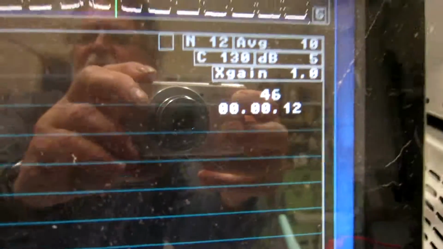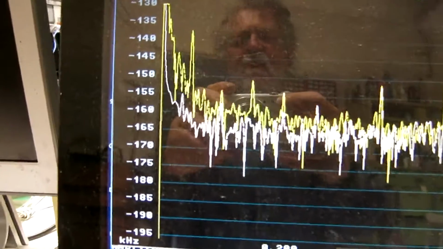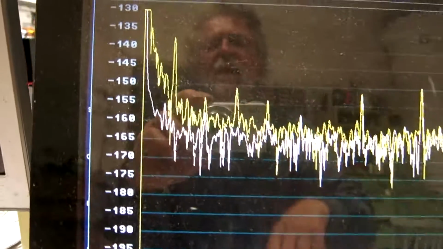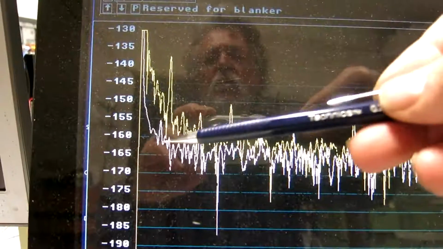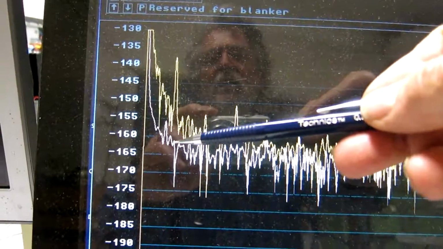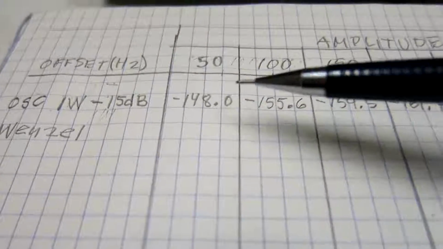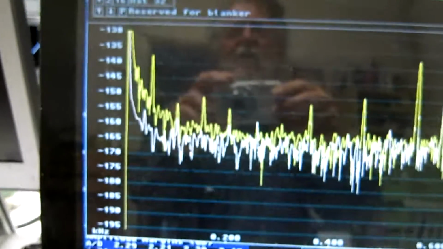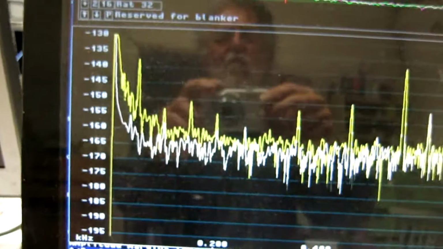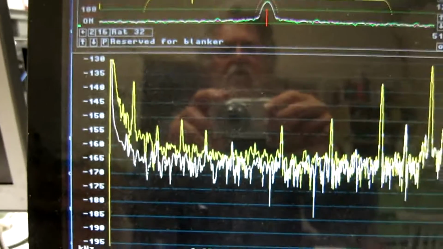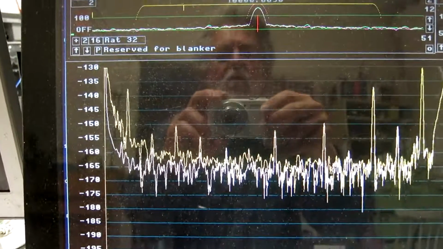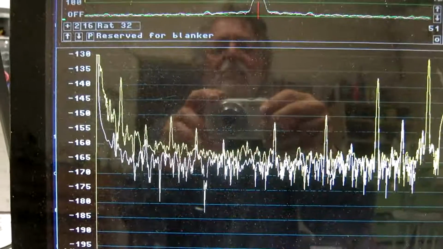Already after 10 seconds, I can see here it is much better. At 50 Hertz, the amplitude noise is minus 162 or something, and I had before minus 148. So there is a dramatic difference. I don't have to wait for a very long time to get this accurately enough, because it just has to be significantly better.